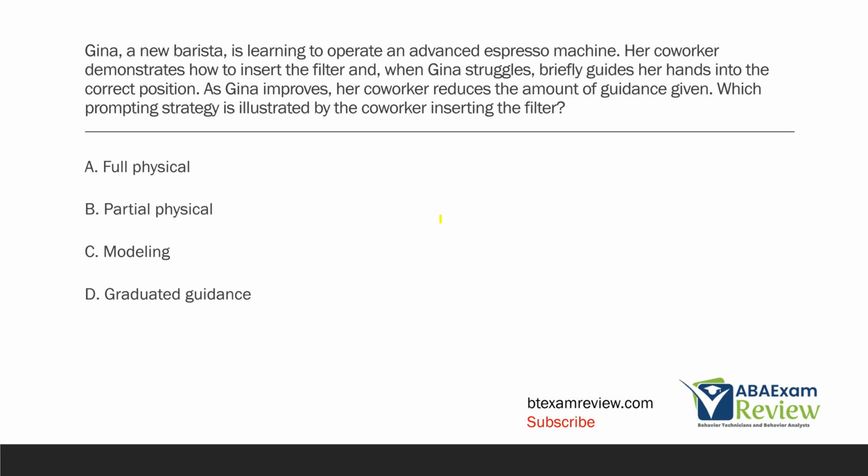Gina, a new barista, is learning to operate an advanced espresso machine. Her coworker demonstrates how to insert the filter and, when Gina struggles, briefly guides her hands into the correct position. As Gina improves, her coworker reduces the amount of guidance given. Which prompting strategy is illustrated by the coworker inserting the filter? We have a prompting question, and the most important part of this question is to focus on what the question is asking you. The question wants to know about the coworker inserting the filter.